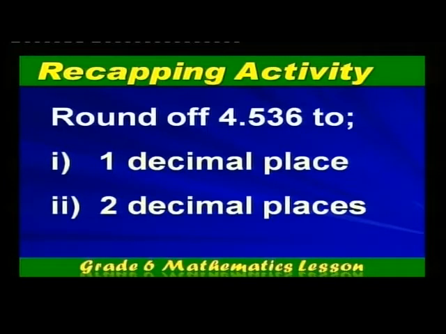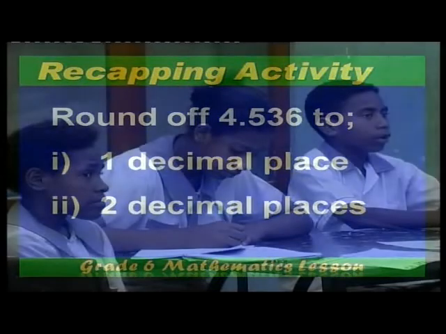Now, receiving students and sixes, round off the decimal number 4.53621. You have to round it off to one decimal place, and two, you will have to round it off to two decimal places.